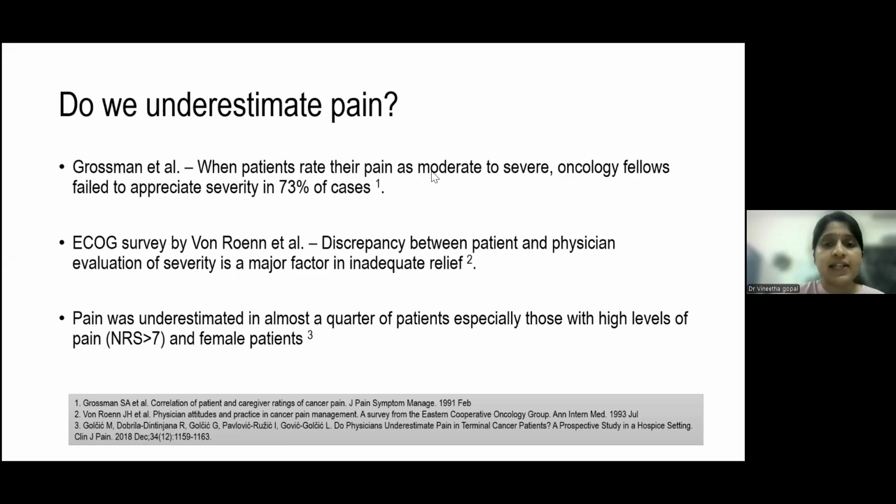These studies have found out how much we underestimate pain. When patients rate their pain as moderate to severe, the oncology fellows fail to appreciate the severity in 73% of cases. The discrepancy between patient and physician evaluation of severity is a major factor in inadequate relief, a major barrier to pain relief. And when the patient had pain scores of more than 7, in almost 25% of patients, pain was underestimated, especially in female patients.